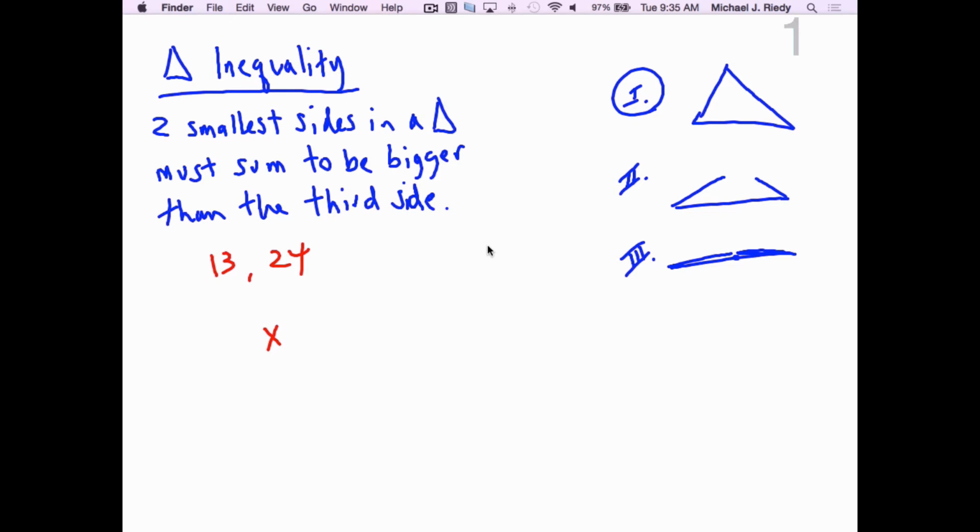X, or 9 is less than x, which is less than 37. It's 9. I don't know what I said. 11. Sorry. I don't know why I said 9. Sorry.